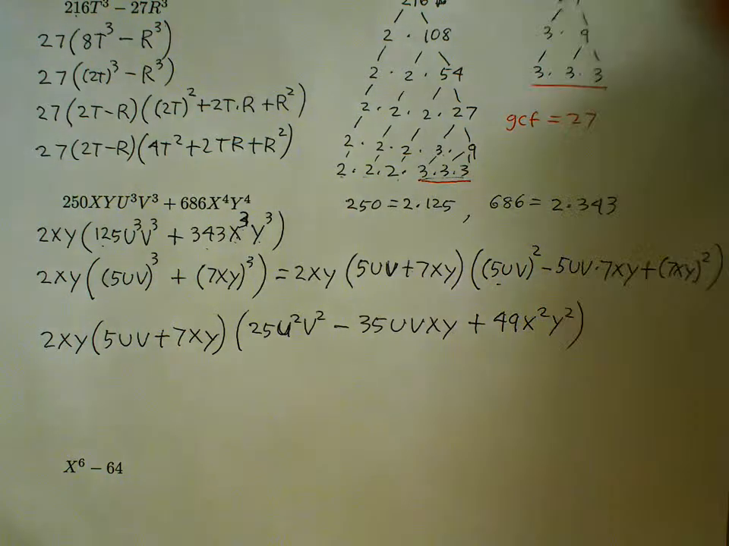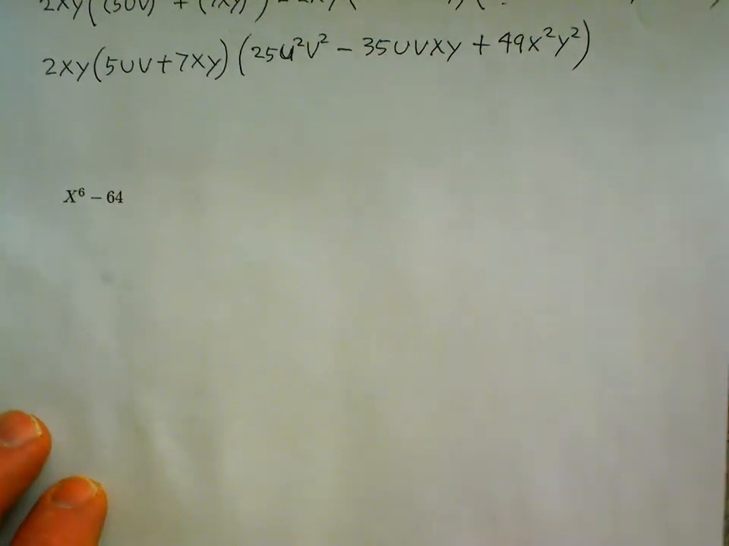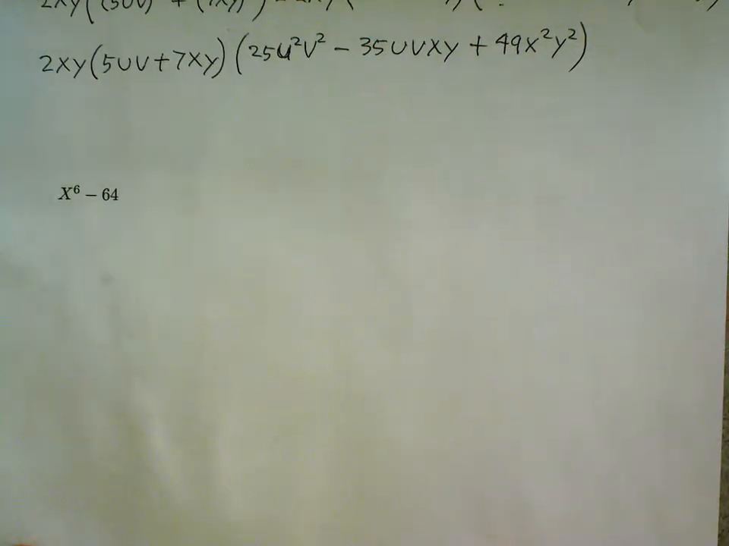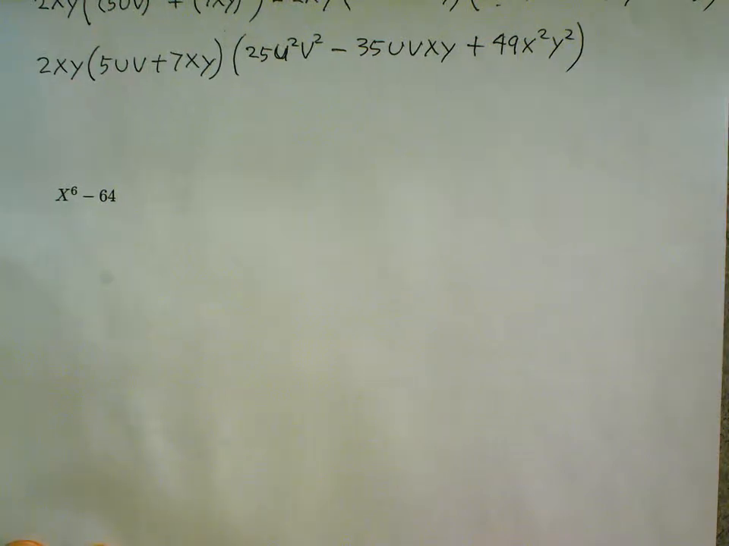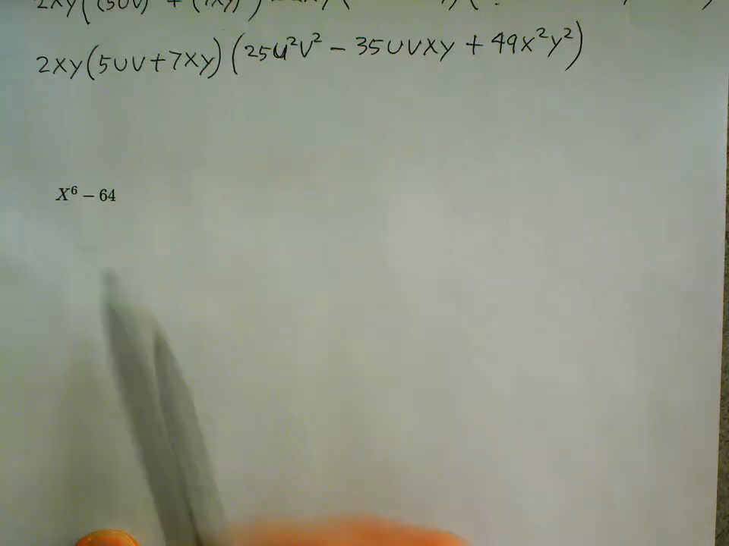Okay, the next example, x to the sixth minus 64. So what are we looking at? What kind of polynomial is that? Well, it involves subtraction, so maybe it's a difference of something.